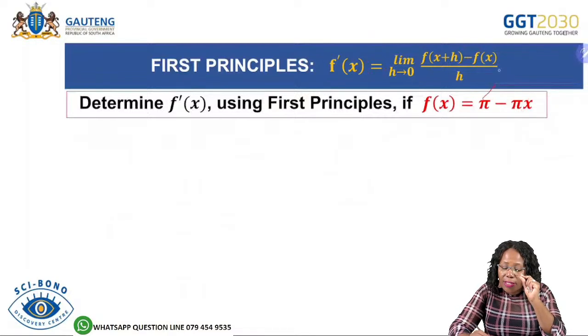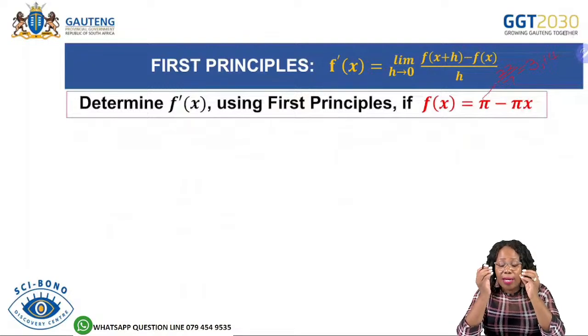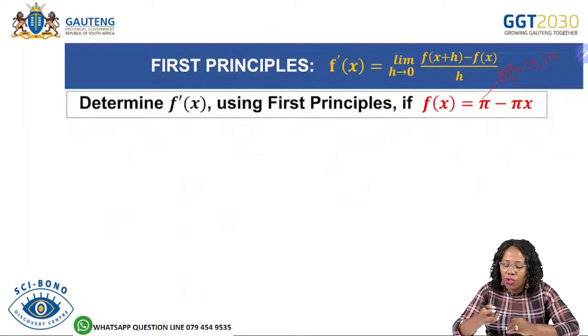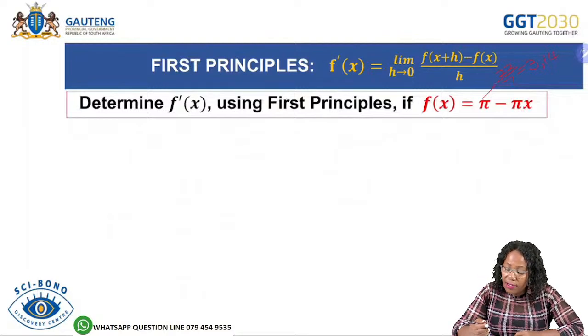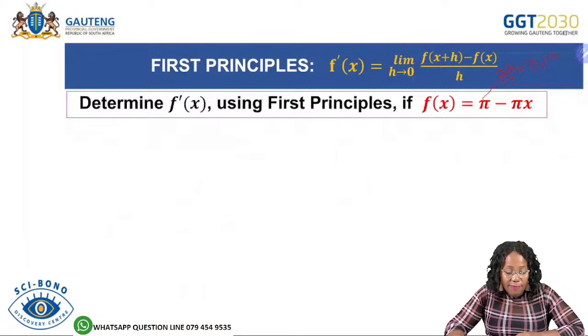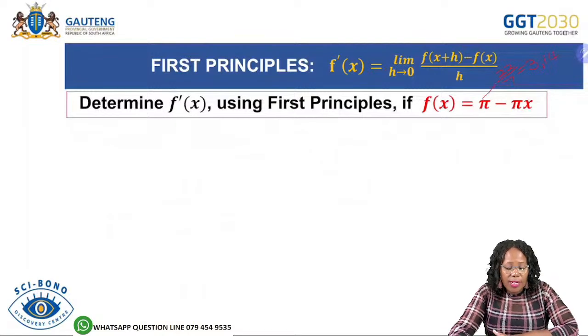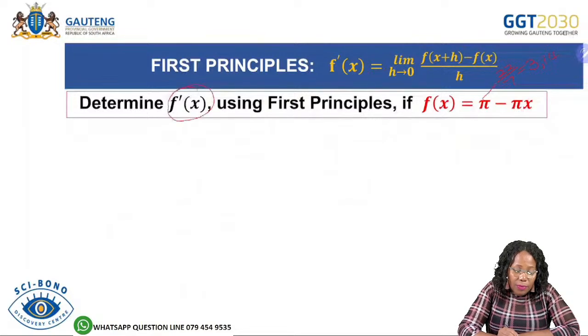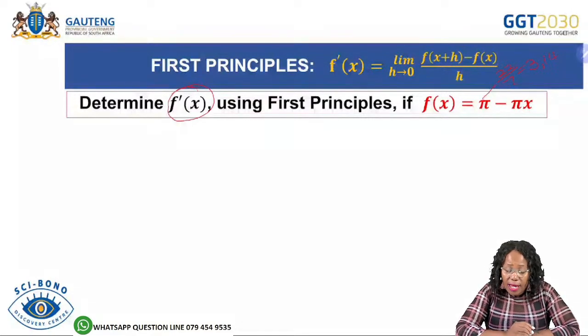Is pi 22 over 7, or is that 3.14 rounded to the second decimal? There is no way that you can treat pi as if it's a variable. Pi is a constant number, which is 22 over 7. Its value is 22 over 7. Right, and then now we still have to determine the derivative of f at x using the first principle.